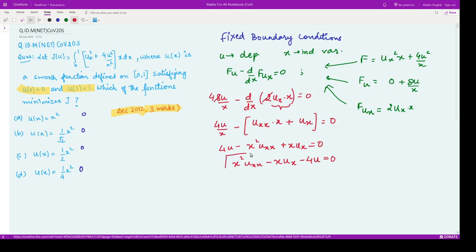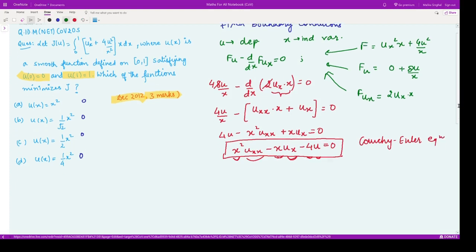Now this is a second order ordinary differential equation with variable coefficients, and in particular with the second derivative we have x squared, with the first derivative we have x, and with u we have a constant, right? So such a kind of equation is known as a Cauchy-Euler equation. You must have read about these in your course on ordinary differential equations. So how do we solve these kinds of equations?